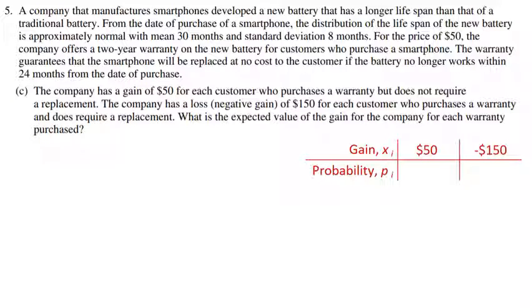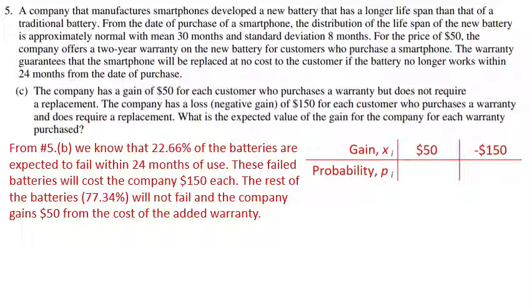Okay, so we can think of it as a probability distribution in a table, right? There's two possibilities. The company gains $50. That's for people who do not require a replacement phone. And they lose $150. That's for the people who do require a replacement phone within 24 months.